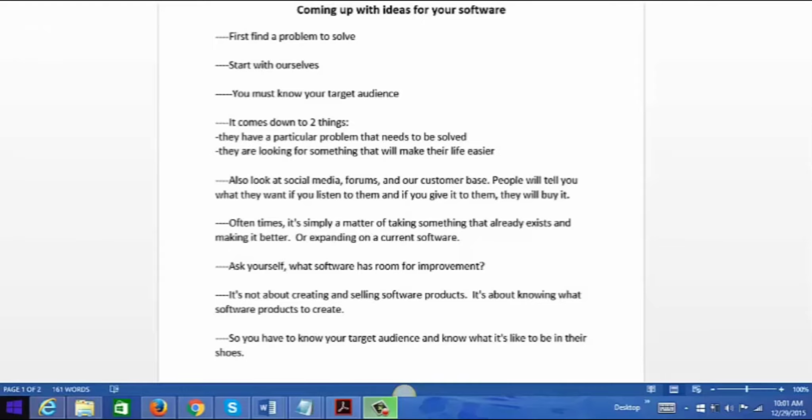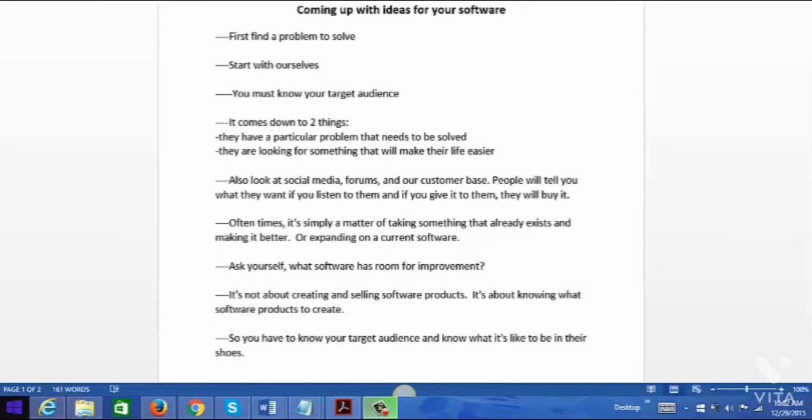So basically, it comes down to two things. Okay, one, consumers have a particular problem that needs to be solved, and two, they are looking for something that will make their life easier. Okay, you can also look at social media, forums, and your customer base to get an idea of what types of problems your customers or potential customers have and what they're willing to pay for.